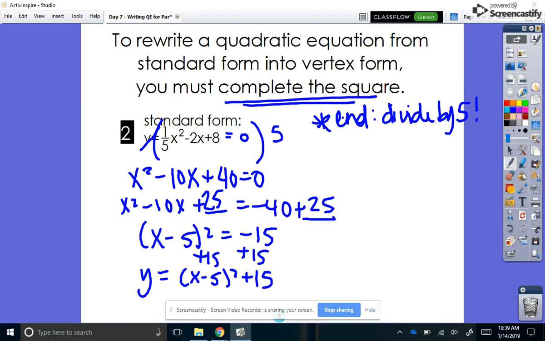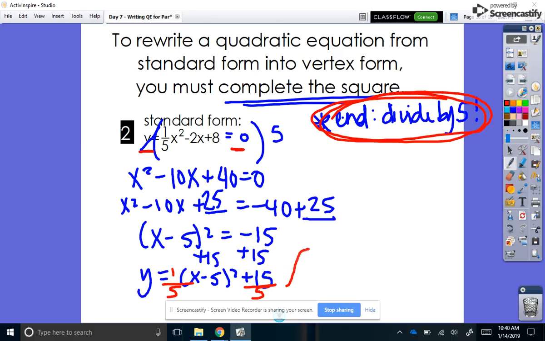But if you leave your answer that way, you're forgetting about what you did at the beginning. I got rid of that 5 when the equation equaled y instead of 0, which means I changed the problem. So to fix it, I need to divide this by 5, and I need to divide this by 5. So y equals 1/5 times (x minus 5) squared plus 3.